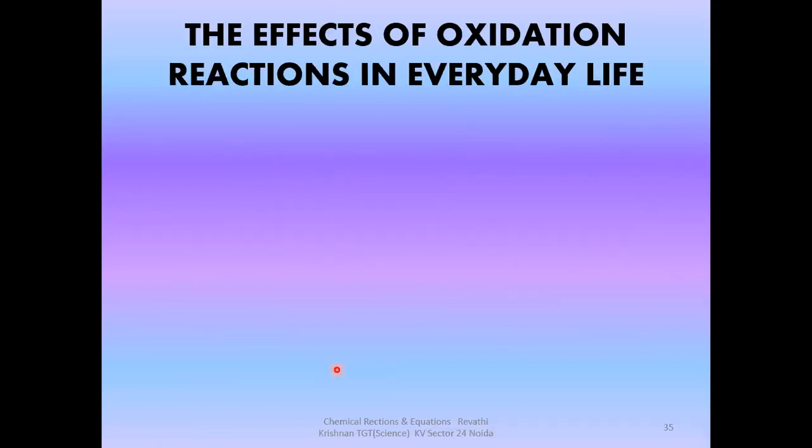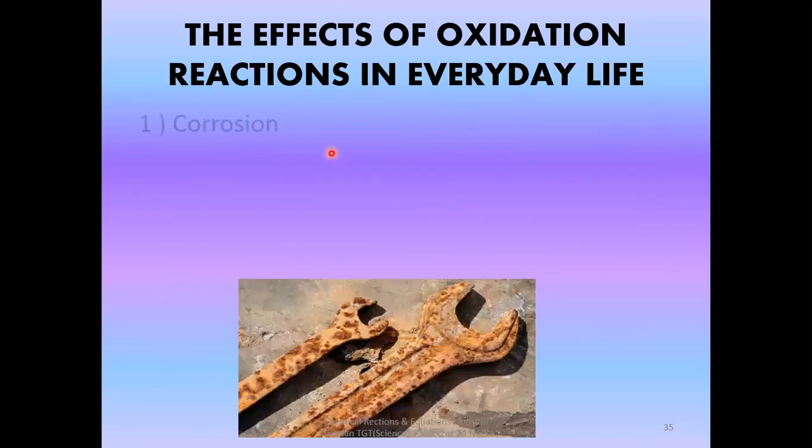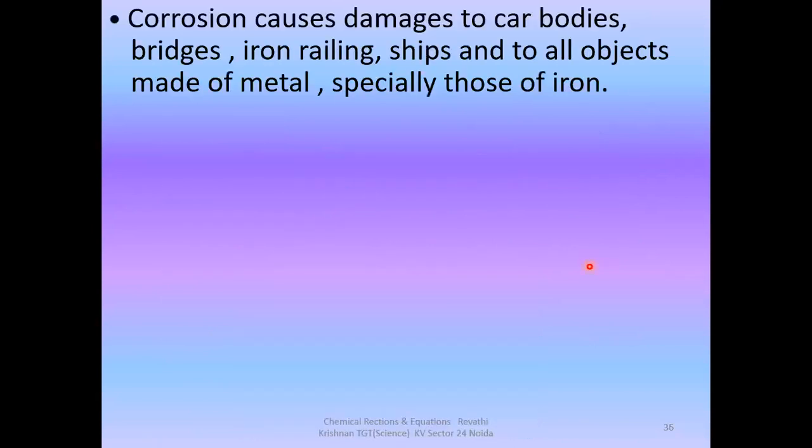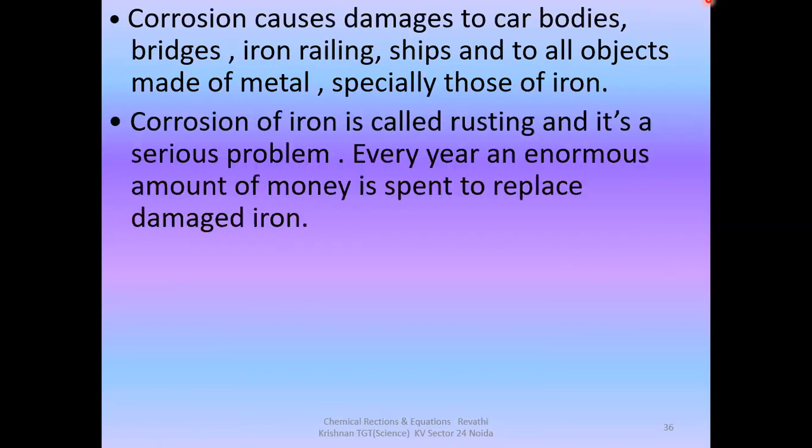Let's see the effects of oxidation reactions in everyday life. Corrosion. The process of slow conversion of metals into their undesirable compounds due to their reaction with oxygen, water, acid, gases, etc. present in the atmosphere is called corrosion. Corrosion causes damage to car bodies, bridges, iron railings, ships, and to all objects made of metal, especially those of iron. Corrosion of iron is called rusting, and it's a serious problem.